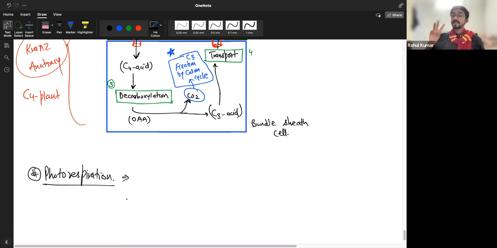CO2 is released and ATP is used in that process. Okay, so it's a waste of energy for the plant.